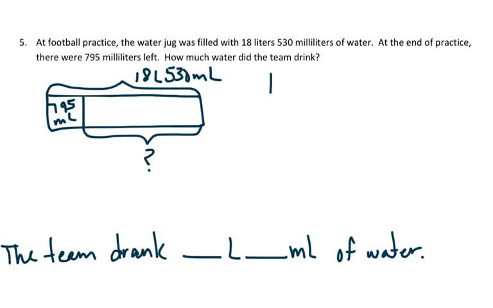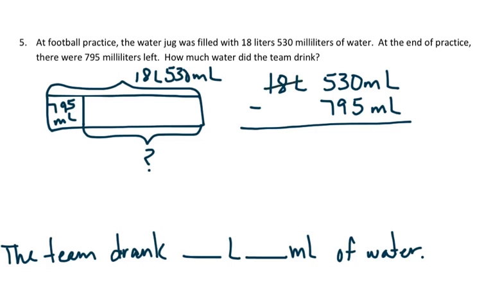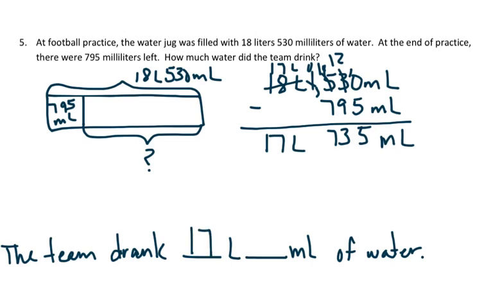Okay, so we're going to take 18 liters, 530 milliliters, and we're going to subtract 795 milliliters. Okay, now in order to do that, we're going to have to convert one of these liters, so now we have 17 liters, and turn it into milliliters. So we have 1,530 milliliters minus 795 milliliters, and that gives us 735 milliliters, and we still have our 17 liters over here. So now I can fill in the blanks of my sentence, and it says the team drank 17 liters, 735 milliliters of water.